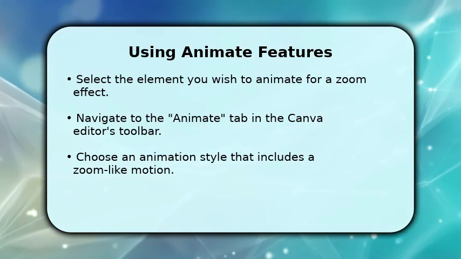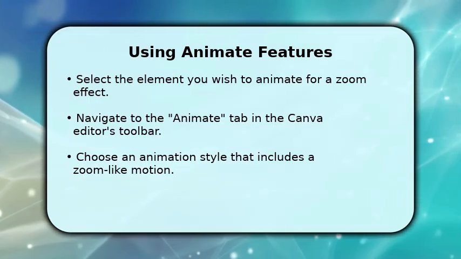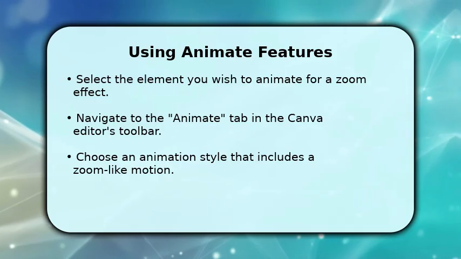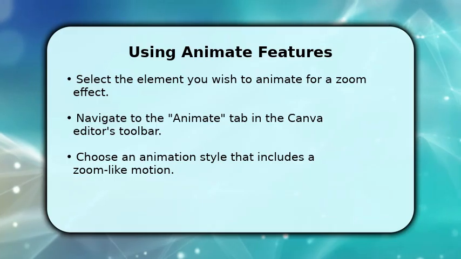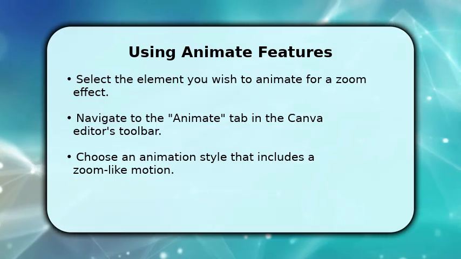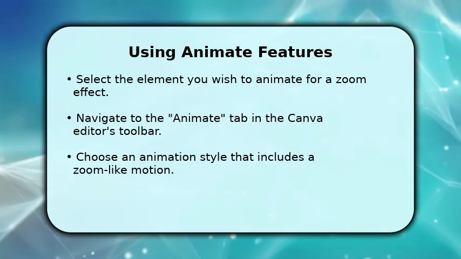To begin, select the specific element on your design that you want to zoom. This could be an image, text box, or graphic. Once selected, head over to the Animate tab located in the top toolbar of your Canva editor. Here, you'll find various animation options.